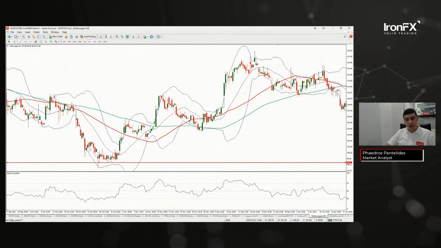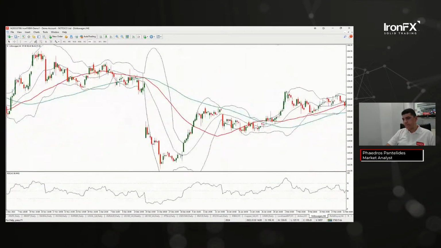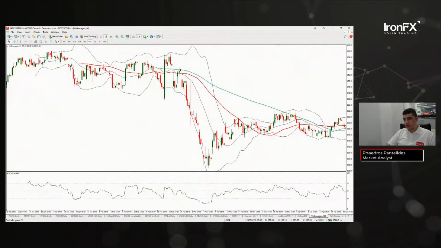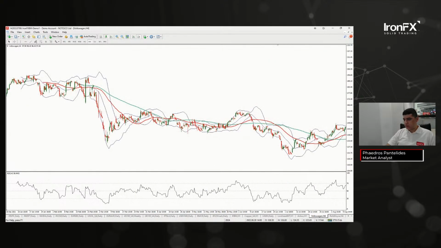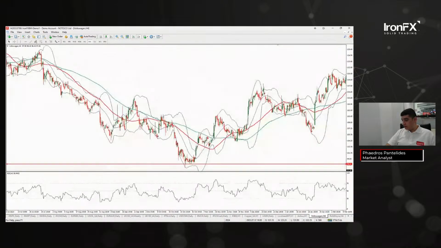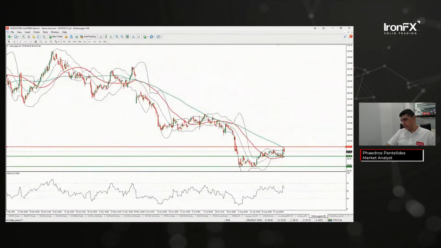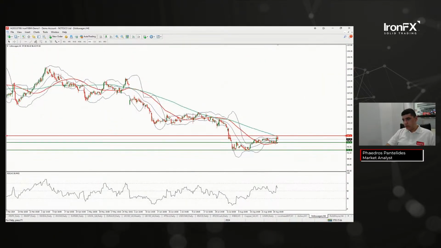So support turned to resistance. If we go further back, we have nothing. We don't have that data in our chart currently.